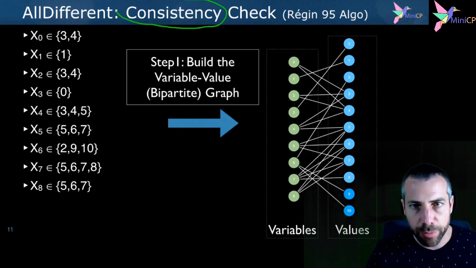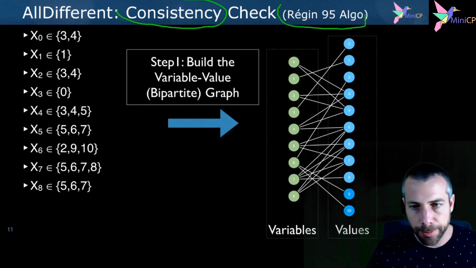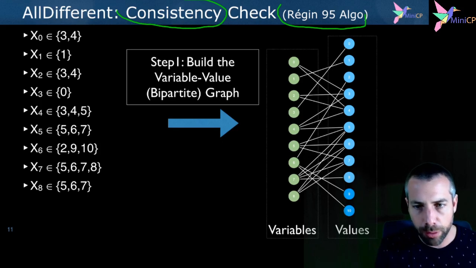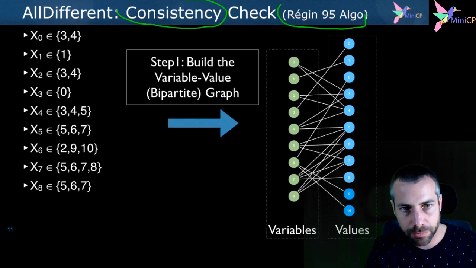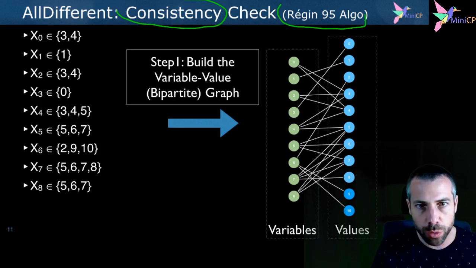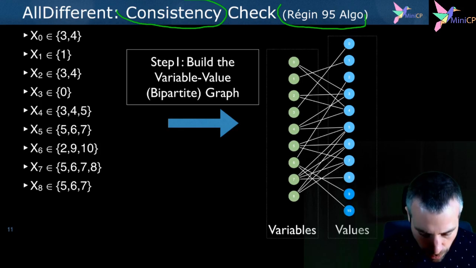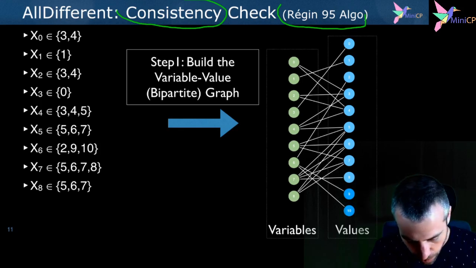And we have a very nice solution for that that was proposed by Jean-Charles Régin in 95. And the idea is to cast the problem into a graph problem. And to do that, we will create what we call the graph of variables values. It's a bipartite graph. We will put on the left all the variables and to the right all the values.